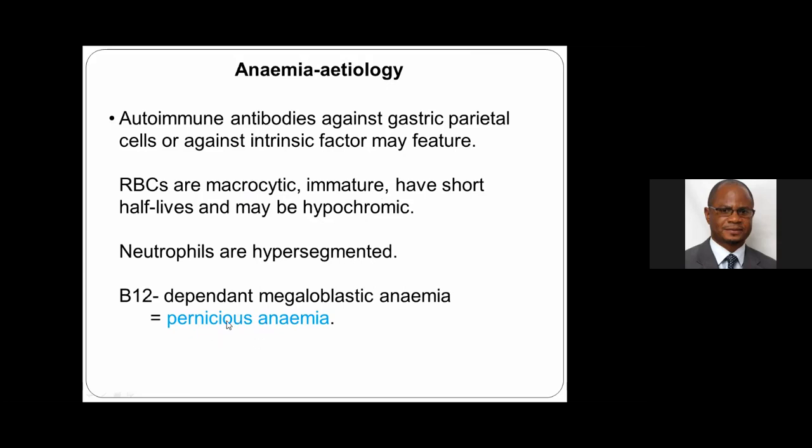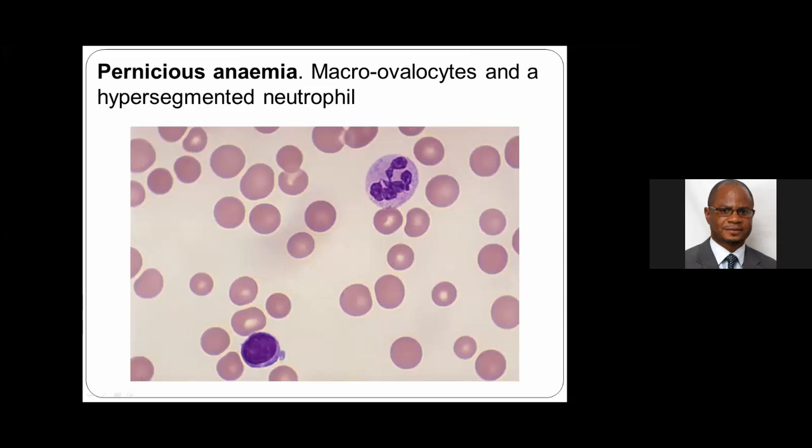But in some cases, you will hear that pernicious anemia and megaloblastic anemia are the same. They are interchangeable in some books, okay? But megaloblastic anemia is referred to as pernicious anemia if the megaloblastosis is dependent on B12 deficiency only. So here we go again, macro-ovalocytes and hypersegmented neutrophils supporting pernicious anemia. But you have a little bit of center pallor in these few cells there.